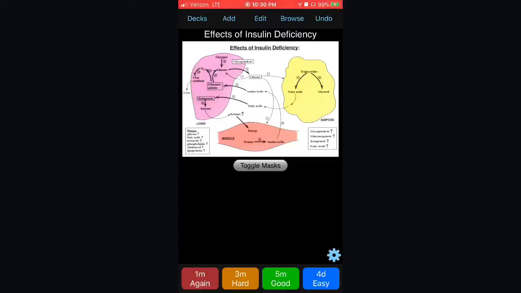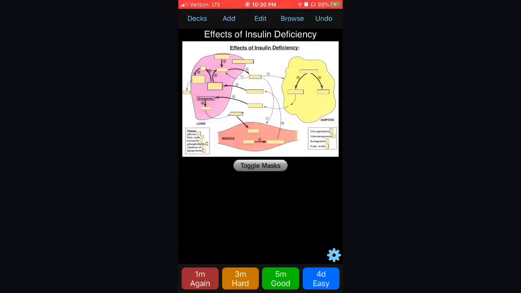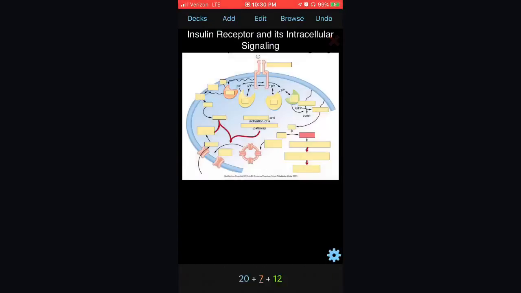All right, so then let's move on. I don't remember if I got that right or not. Okay, so what do we have going on here? Well, looks like a protein degradation pathway. Let's see.